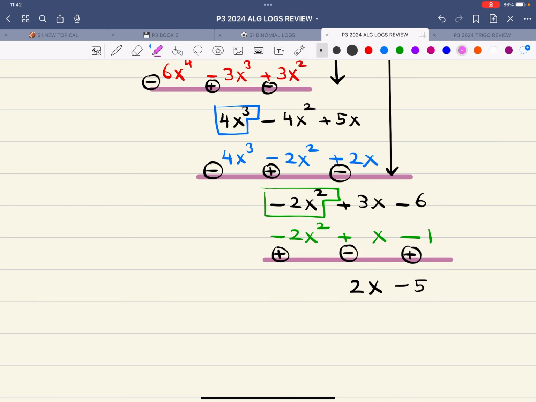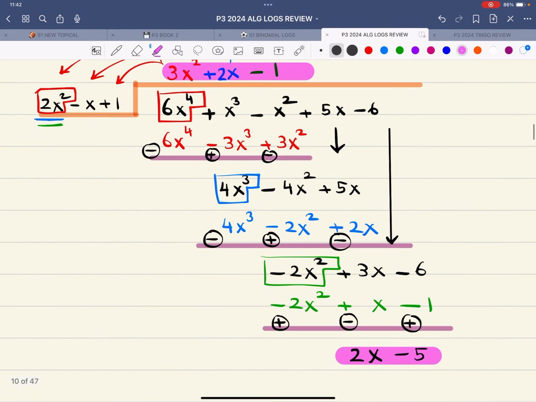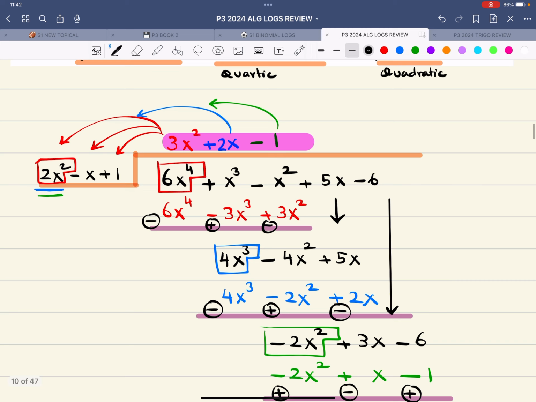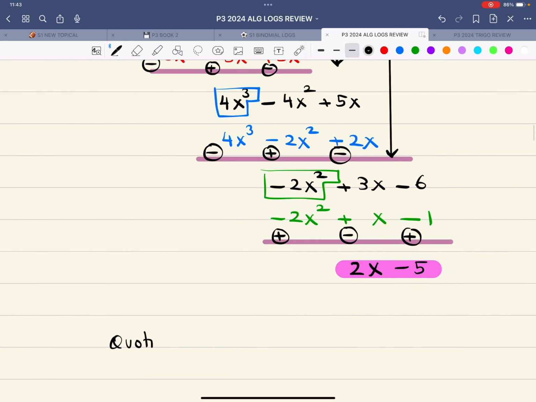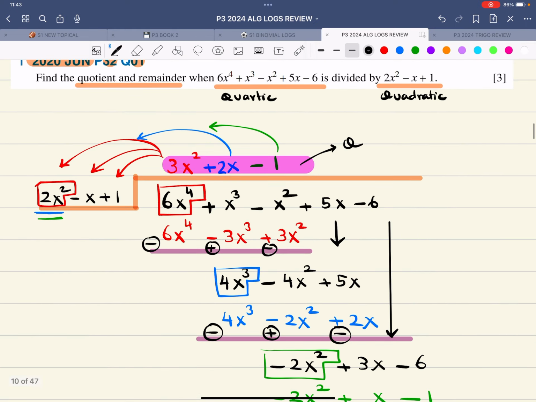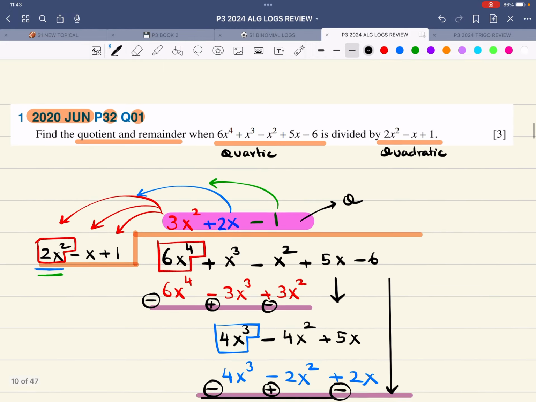Now using this highlighter, this is 2x minus 5. This is 3x squared plus 2x minus 1. So therefore this is the quotient. Write it separately. So quotient, I'll write it separately, and remainder that I can see, that is 2x minus 5. Use a bracket, that is neater. 3, 2, minus 1. That is 3x squared plus 2x minus 1. That's the quotient, that's the remainder, and that is for 3 marks.